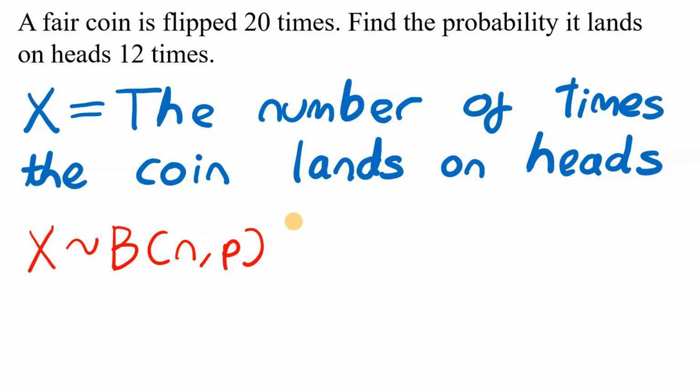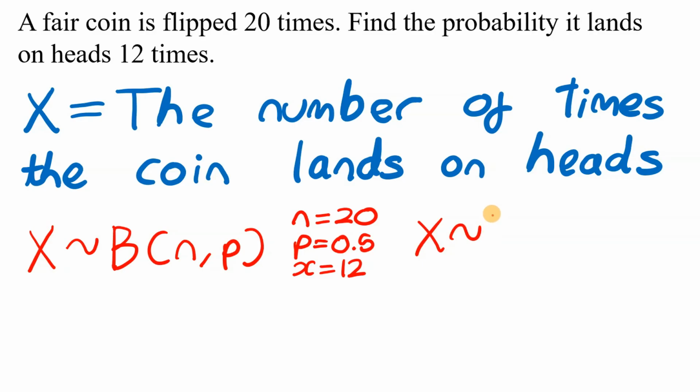Now, as we've already talked about, n in this case is 20 because the coin is flipped 20 times, and p is the probability it lands on heads. It's a fair coin, so therefore this is 0.5. Now, we also have lowercase x, and this is the number of times that it lands on heads. In this case, it lands on heads 12 times, so lowercase x is equal to 12. So we can write this as X can be modelled using a binomial distribution where n is 20 and p is 0.5, like this here.